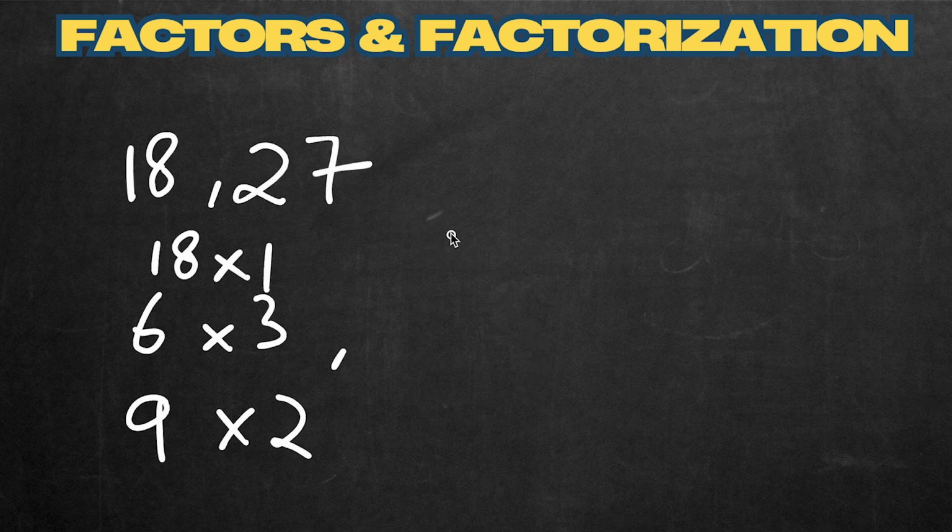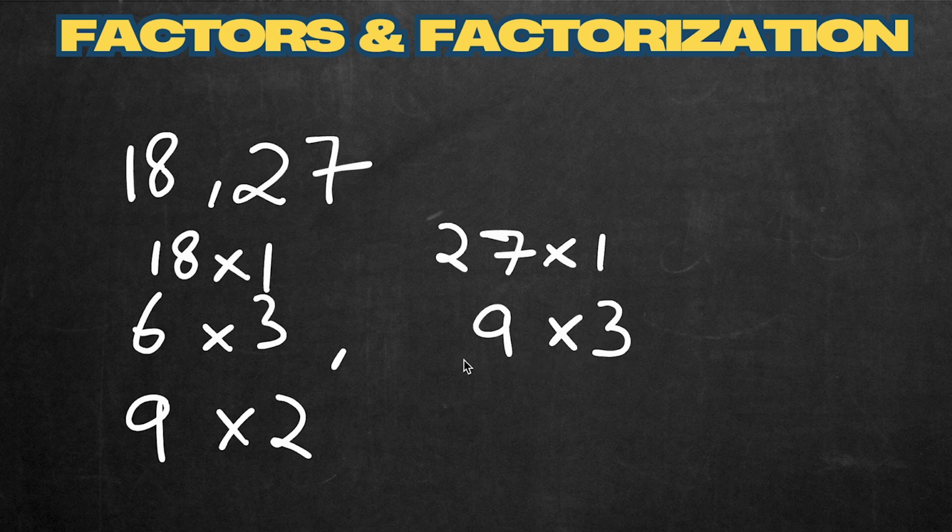And then what are the factors for 27? Of course, 27 into 1. Then there can be 9 into 3, and that's about it. So now what are the common factors? The common factors are 9 and 3. So there are 2 common factors for 18 and 27, 9 and 3. Makes sense, right? Let's do one more example.